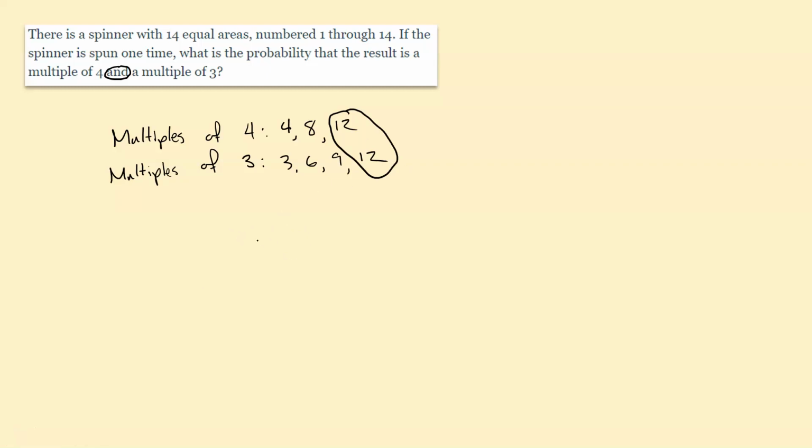So that means we only have one satisfying result out of the 14 possible results here. So that would be 1 out of 14. If this were an OR problem, we would have 4, 8, 12, 3, 6, and 9. So that would be 6 possible results out of 14, which simplifies to 3 out of 7. But this is an AND problem, so we're only taking the ones that satisfy both. All right.